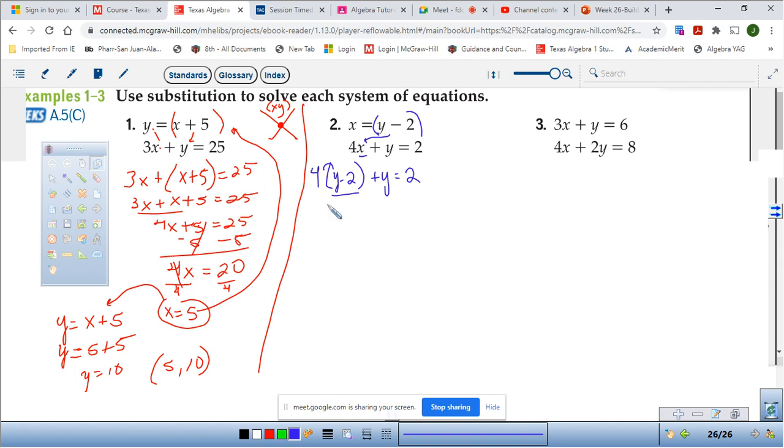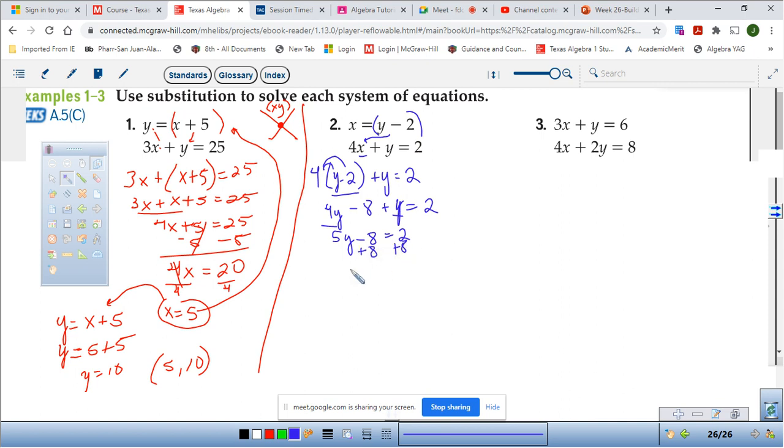Distribute here. I'll get 4y. Distribute here. Minus 8 plus 4 is equal to 2. Wait, 4, that's a y. Looks good. Just double check before we move on. Okay, so I'm going to put my y's together. It gives me 5y minus 8 is equal to 2.